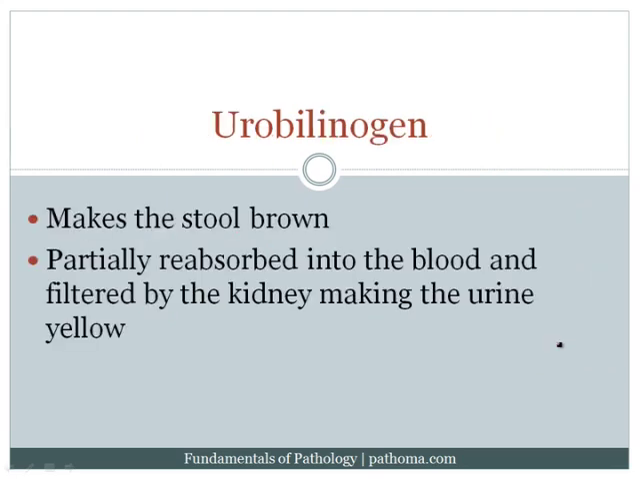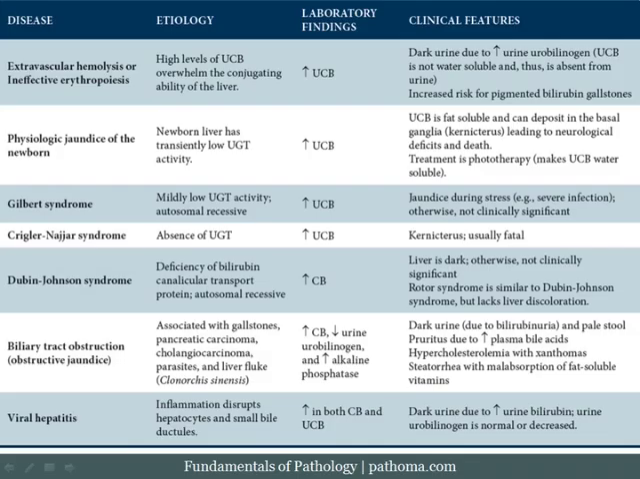Now when bile is released into the duodenum, the intestinal flora take the conjugated bilirubin present within the bile and they convert it to urobilinogen. The urobilinogen then makes the stool brown and is partially resorbed into the blood and then filtered by the kidney, making the urine yellow. With this background in mind, we can now cover some of the causes of jaundice.